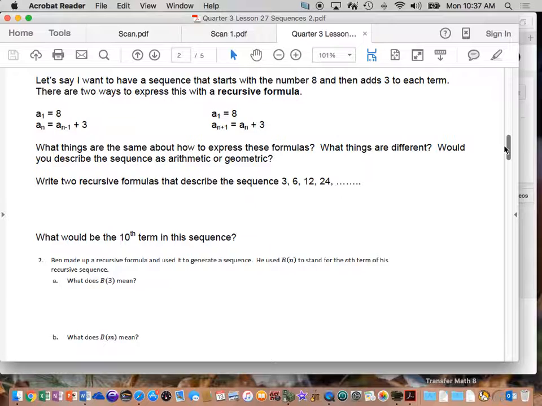Now let's talk recursive. John Warner, can you write out the first 5 terms of this sequence, the one on the left? A sub 1 equals 8? Plus 3. 19. I don't get it.